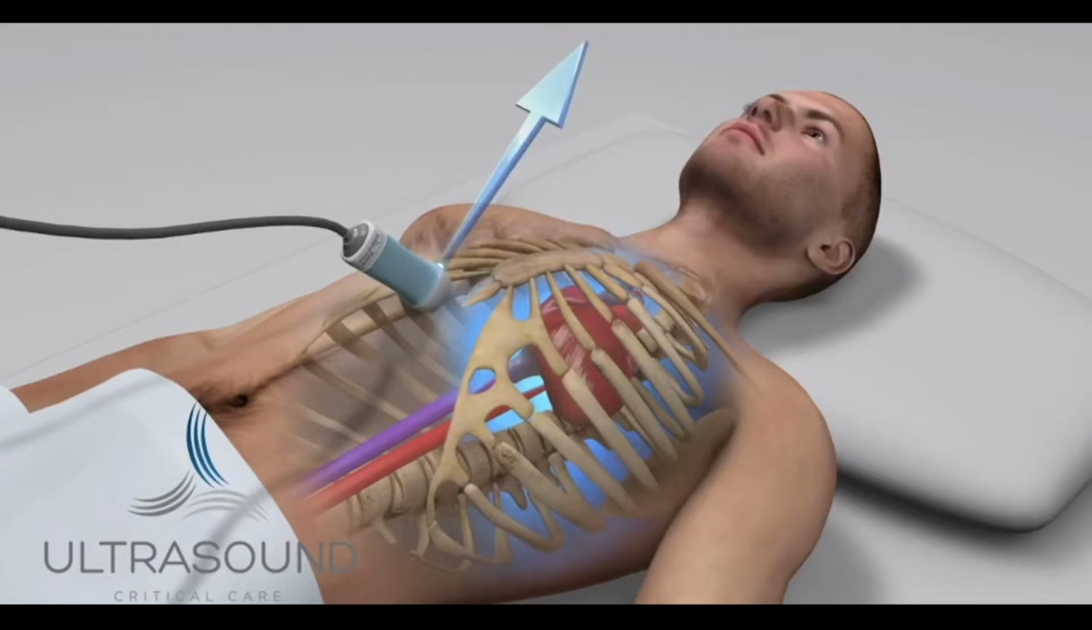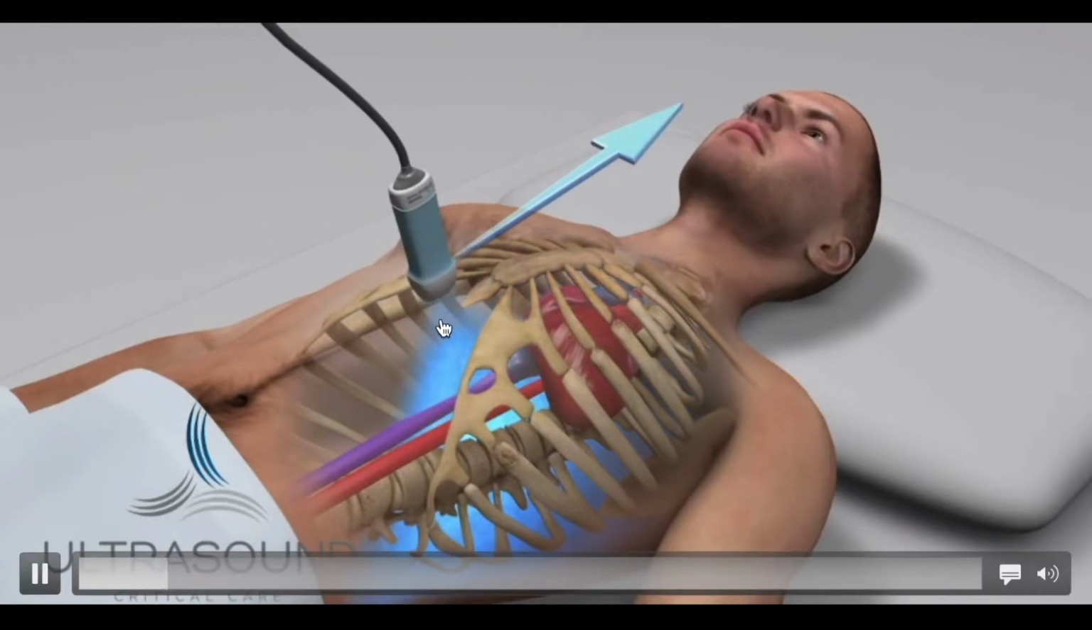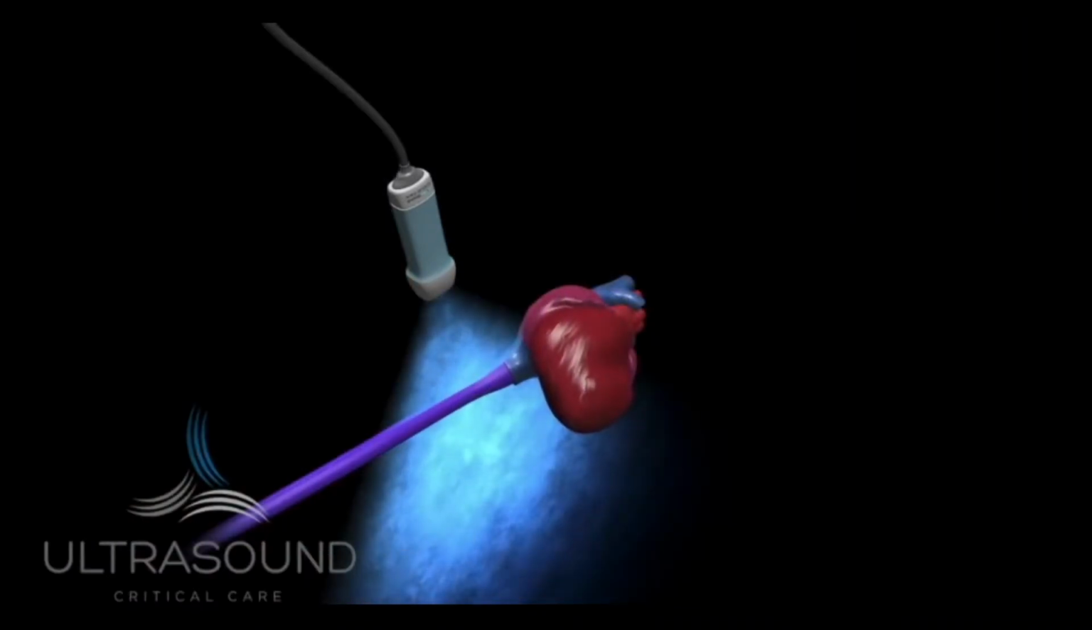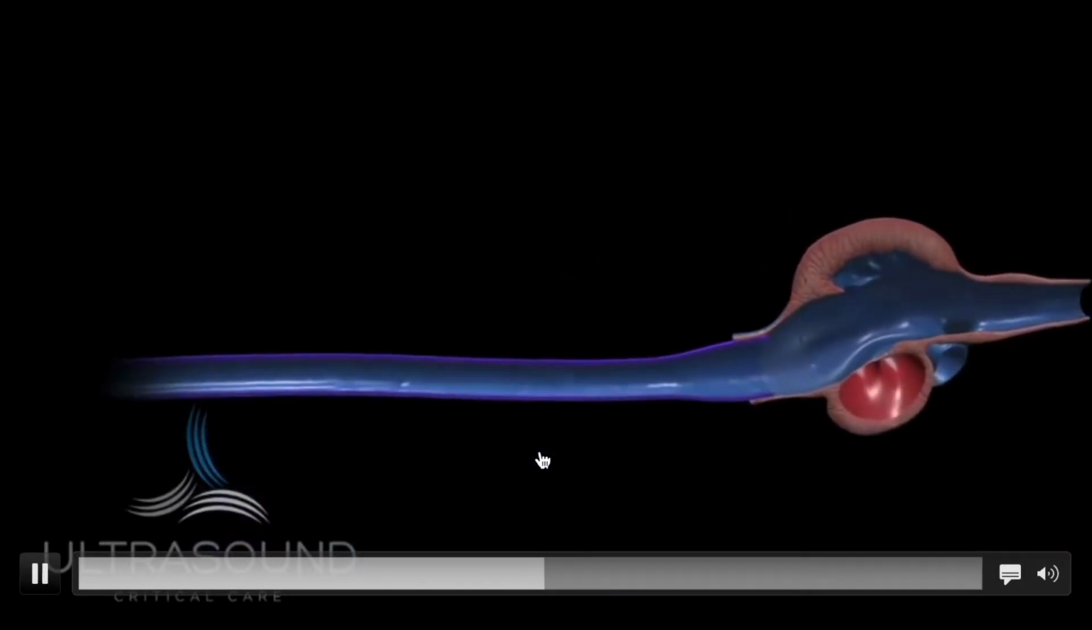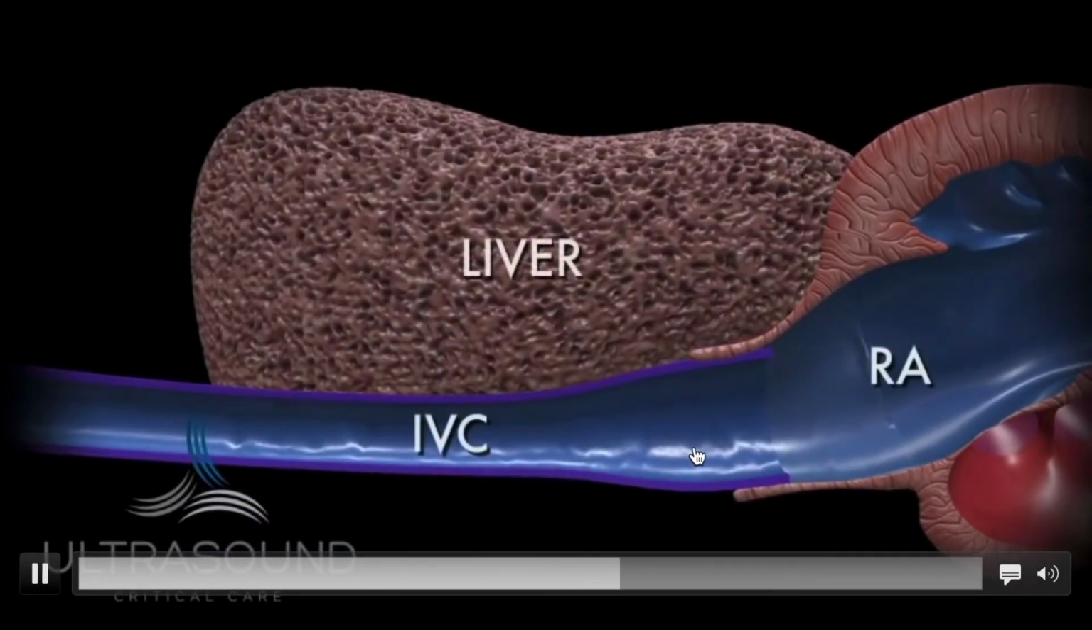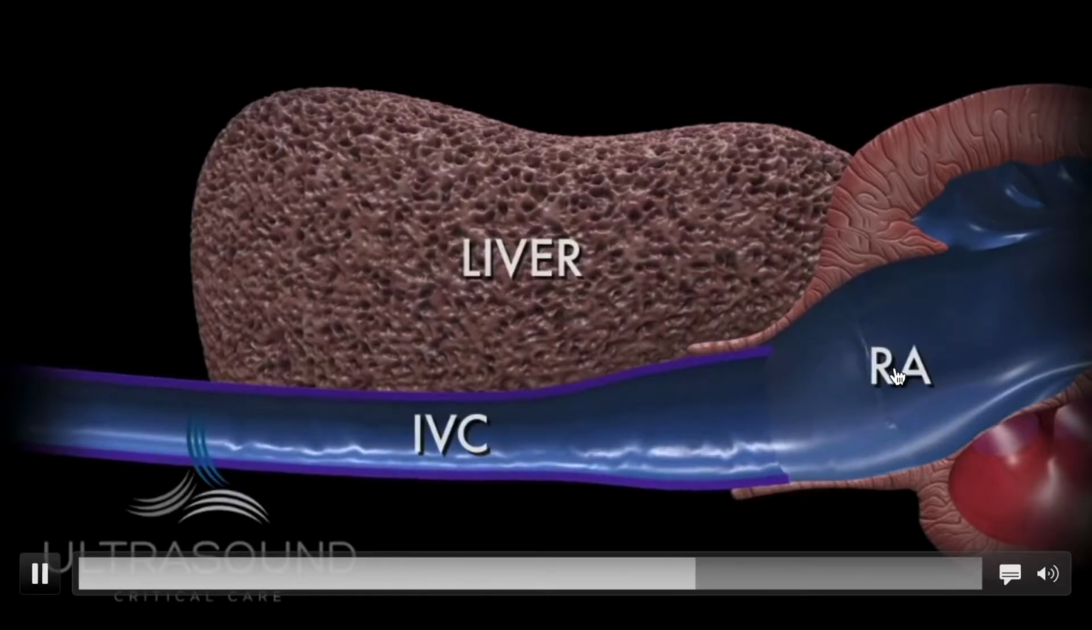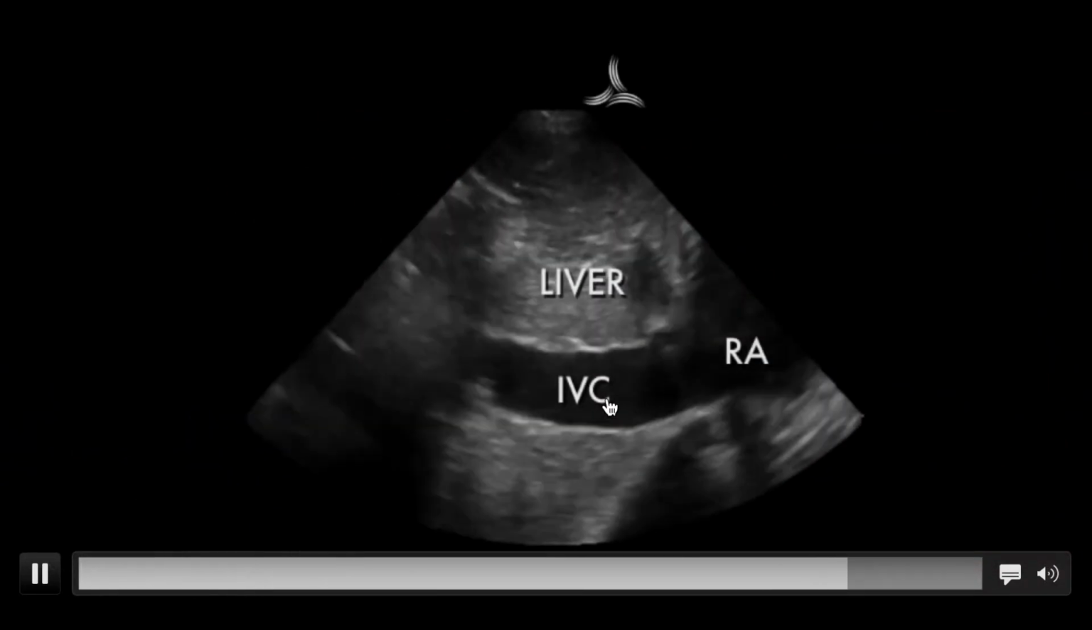Next, I just want to briefly review some of the movements of the probe that we'll be discussing shortly, and orient you to some of the anatomy that we're looking for. So this is a rocking motion of the probe. Now this is a fanning motion from right to left. And once you align the IVC parallel to your beam, you'll see the IVC elongated across the screen, entering the right atrium, and the liver is your friend. It's going to be the window to see these structures.